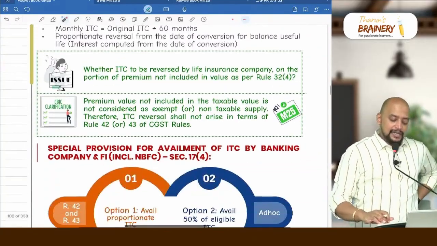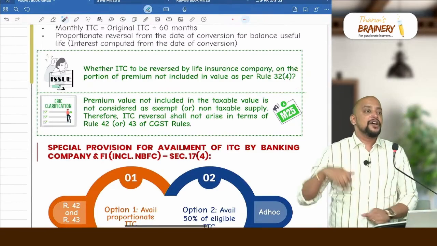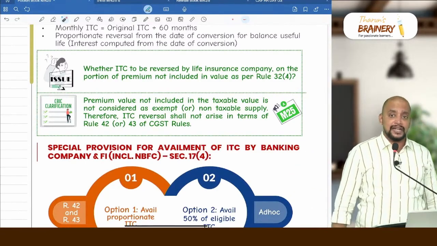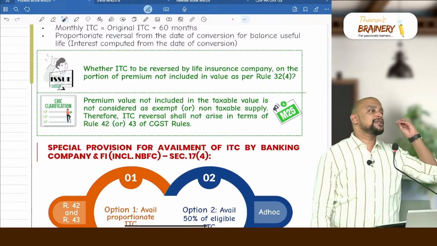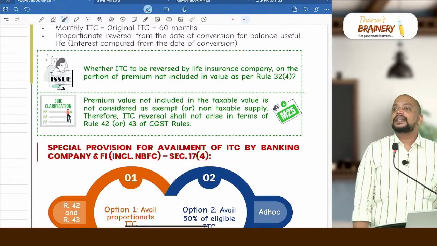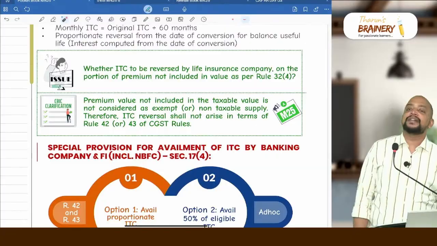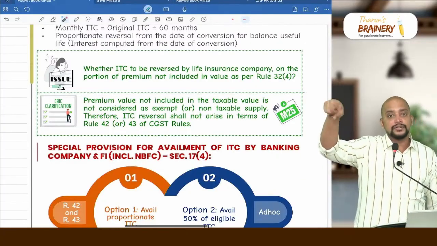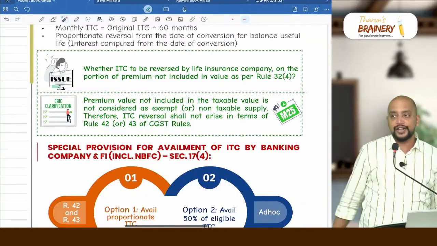Then here there is one Rule 32 sub-rule 4 which we discussed in value of supply, which says that for a life insurance business there is a special valuation methodology wherein they will not pay GST on entire premium. In case of single premium annuity policy, they will pay GST only on 10% of the single premium. In case of reinvestment policy, premium collected minus amount allocated for investment will be taken as a value. Whereas in case of any other policy, first year premium into 25%. Then subsequent year premium into 12.5%.